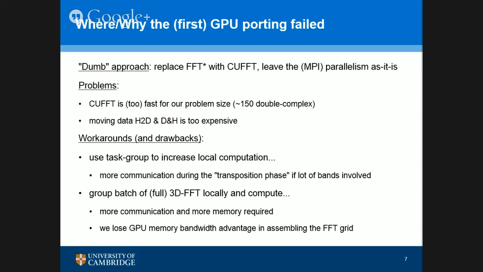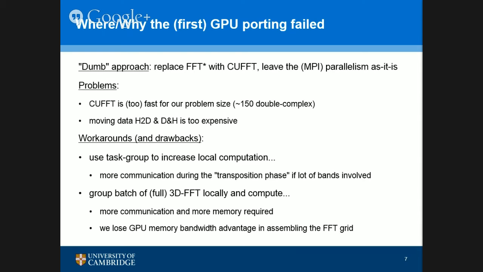What was the problem? We realized that the GPUs were actually too fast at processing our FFTs. Even if we have thousands of atoms, the grids are never bigger than 200 cubed, 250 cubed. We'll never see a system bigger than that. So we compute very fast, very short FFTs, even batches of FFTs, and the data transfer from host to device, without overlapping, was always the main problem.